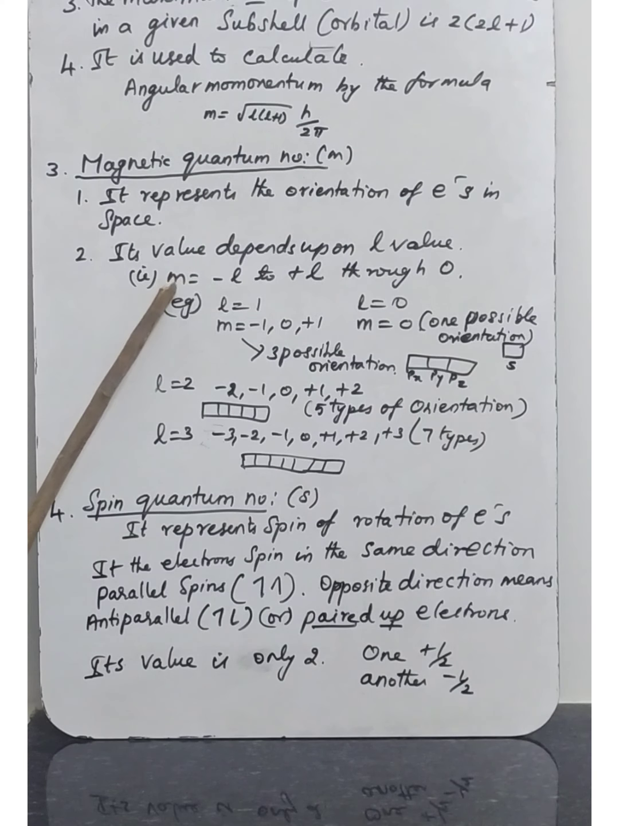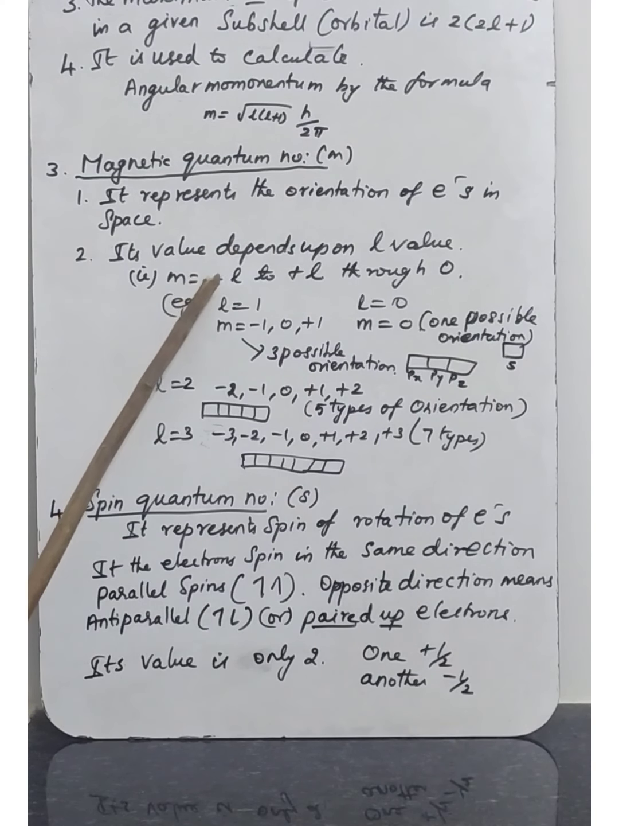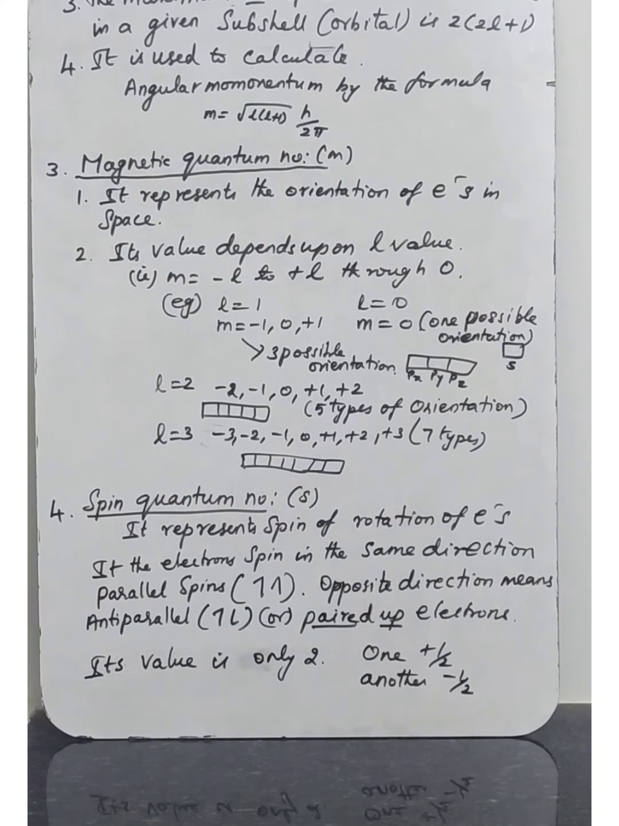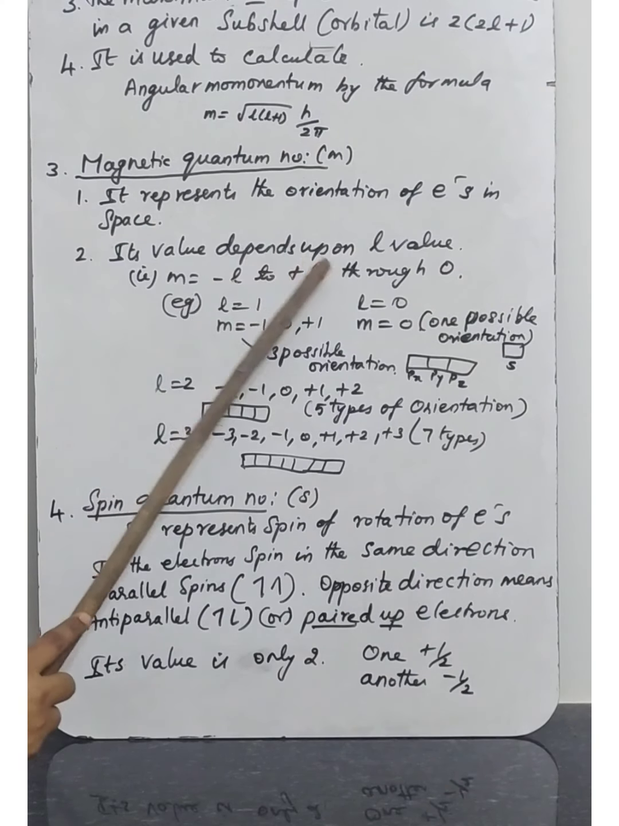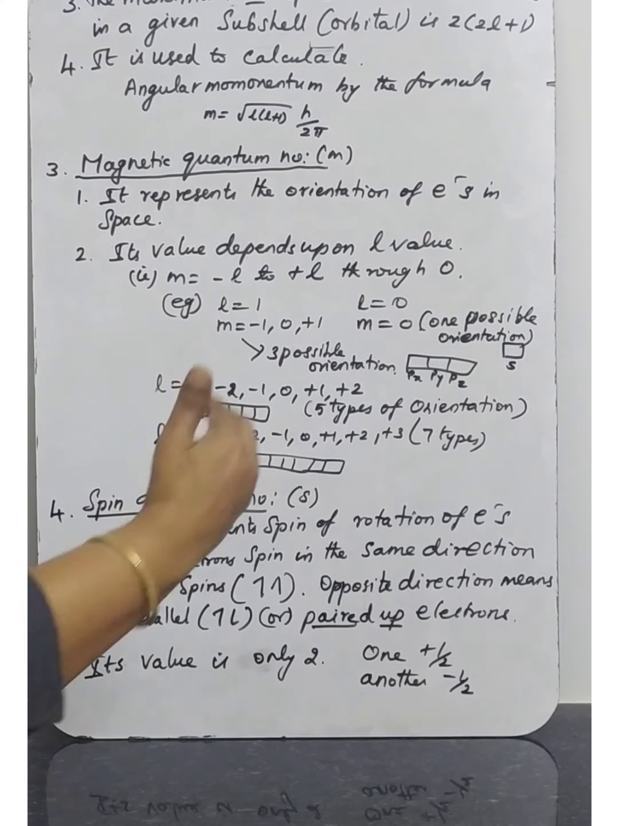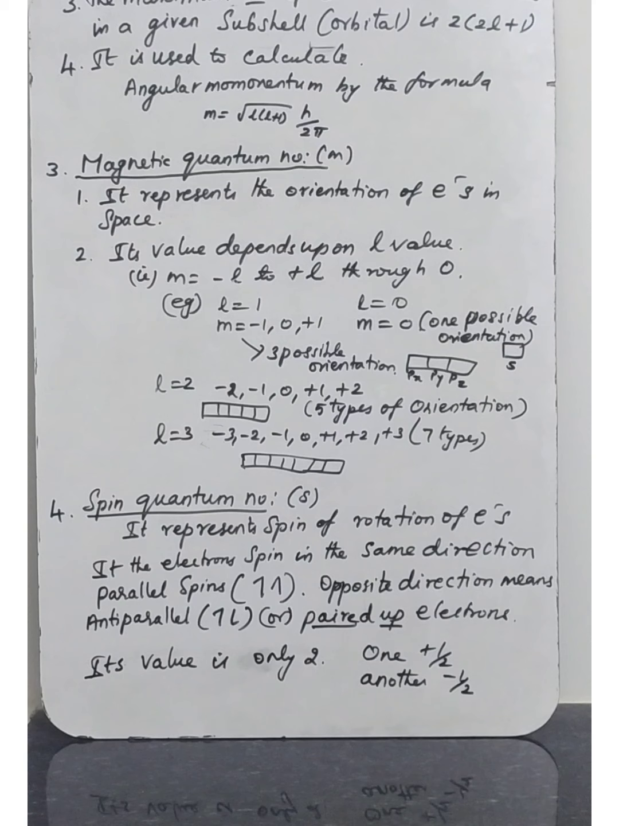Then how can we calculate the m value? m is given by the formula minus l to plus l through 0. Suppose l value is equal to 1, that means minus 1 to plus 1. In between minus 1 and plus 1 what will be there? 0. In a graph we draw it like this, right? The center is the origin, that is 0. The left side has negative values and the right side has positive values. Center 0, left side -1, -2, -3, and right side +1, +2, +3. Understood? So -l to +l through 0.